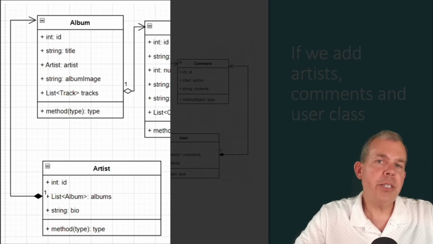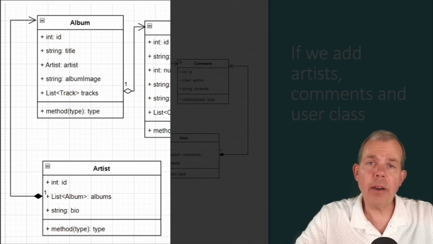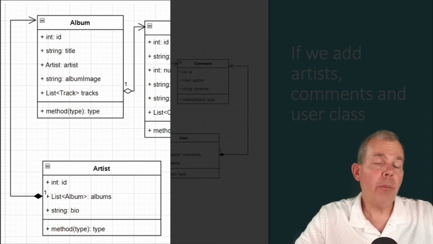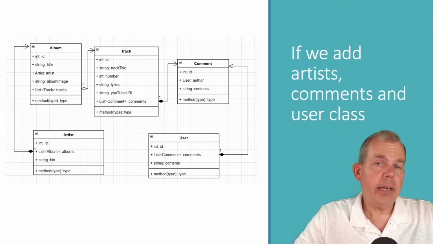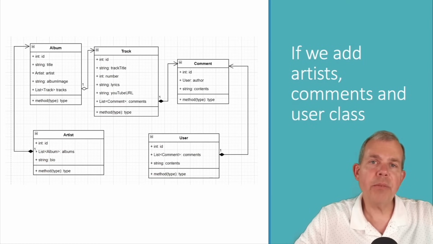Instead of just using a string and saying that this album belongs to the Beatles, we could say that the artist has multiple pieces. We could have a little biography on the artist. We could have a list of all albums that the artist has. And so your application starts to grow, adding new classes that are related to each other.